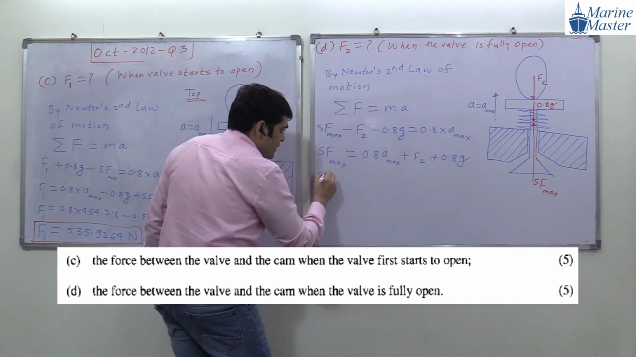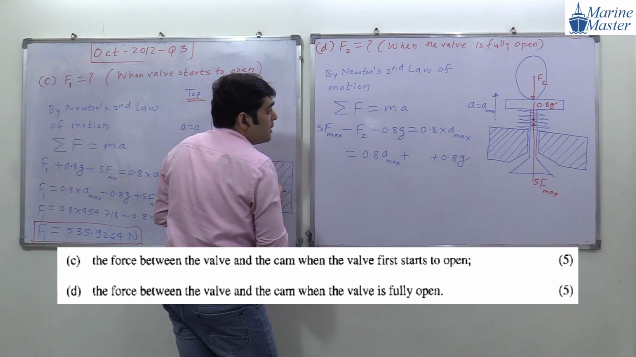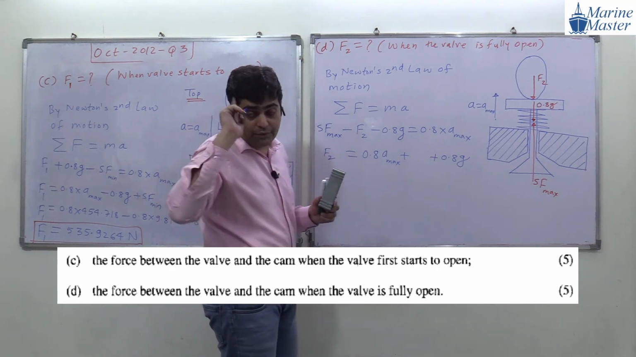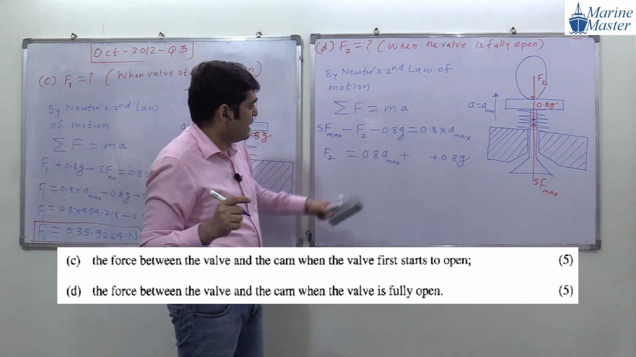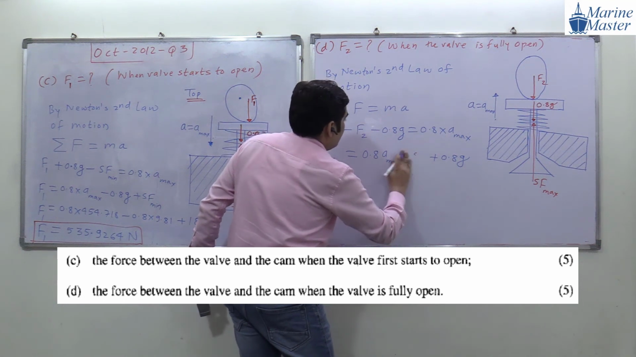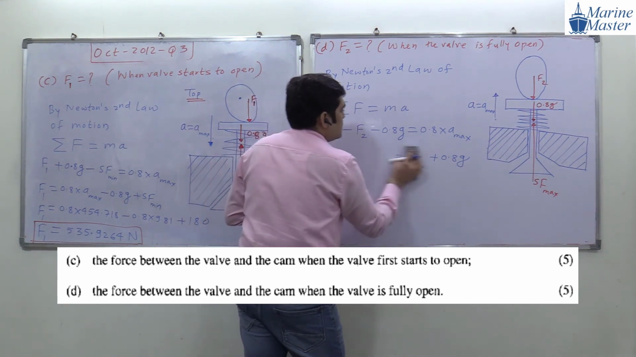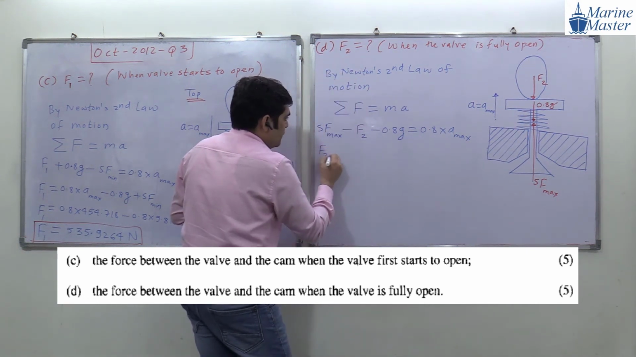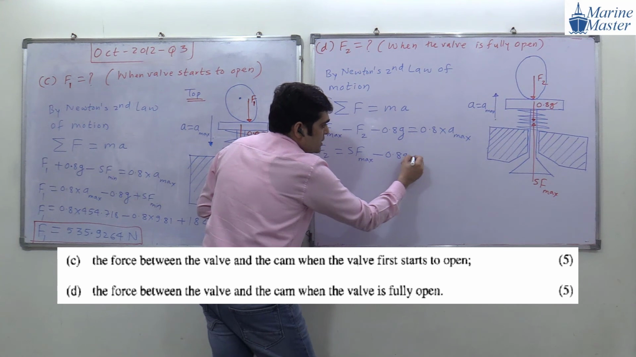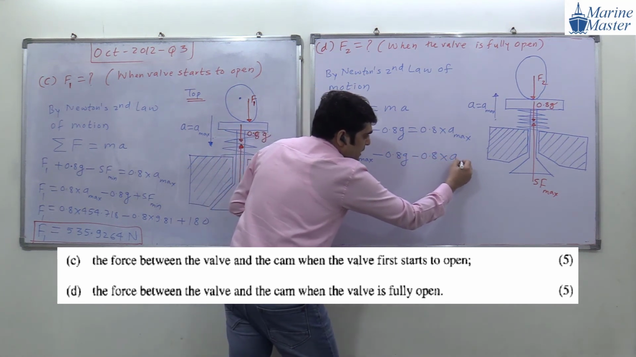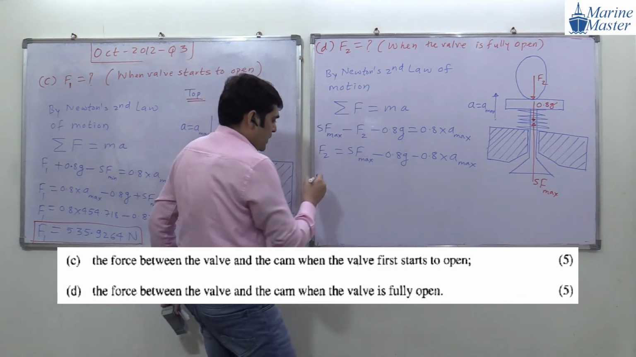Okay. What is our target, guys? F2 is our target. So never forget our target. A lot of times I may forget the target, but you shouldn't. So F2 will be equal to SF max minus 0.8 G minus 0.8 A max. Is it okay, guys? Mathematically check it. F2, I've shifted to this side. 0.8 A max. Okay, correct.